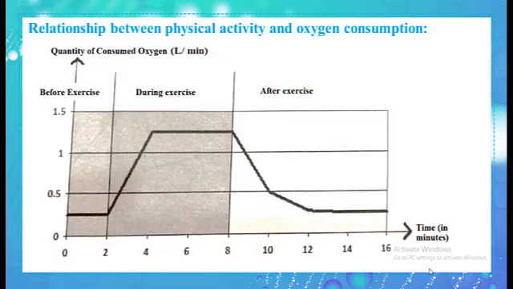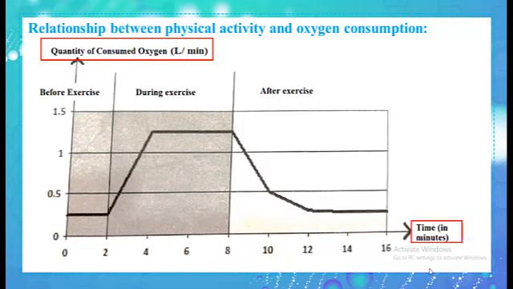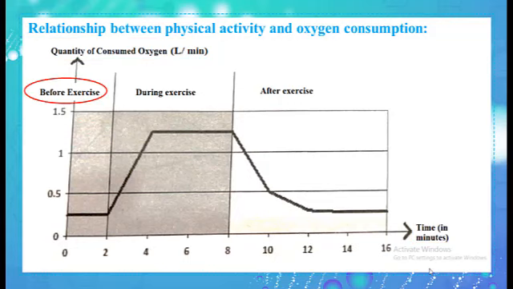This graph shows the relationship between physical activity and oxygen consumption. On the y-axis we have the quantity of consumed oxygen, which is the responding or the affected variable, and on the x-axis we have time, which is the manipulated variable in minutes. First, before the exercise, then during exercise, then after exercise.